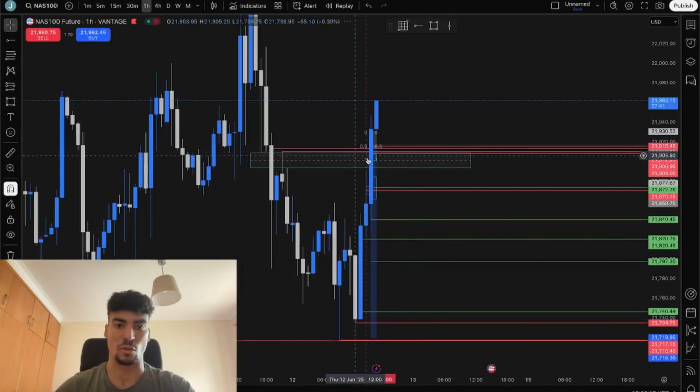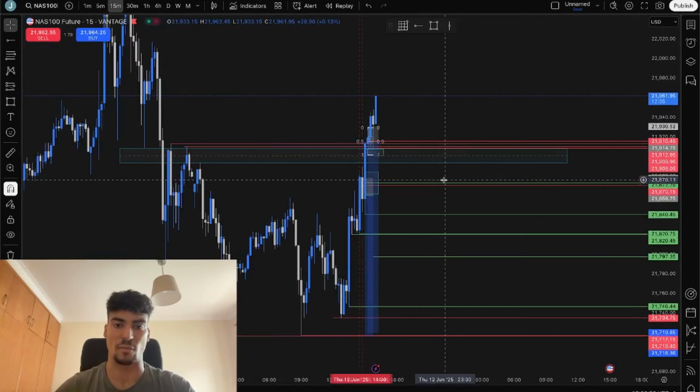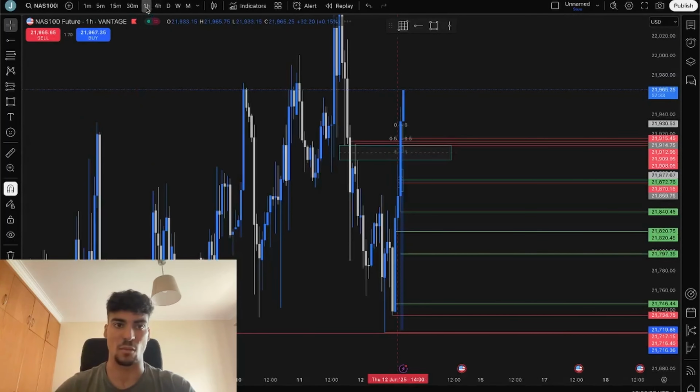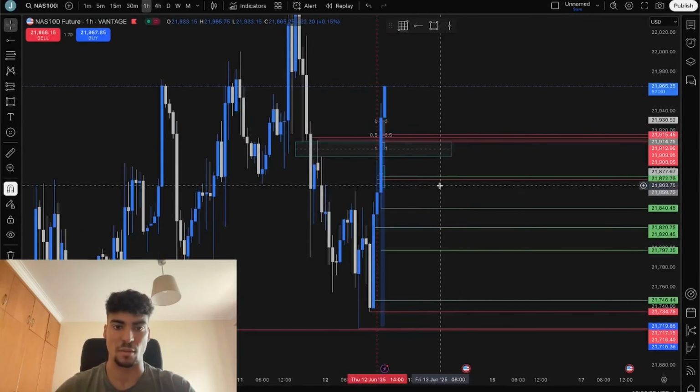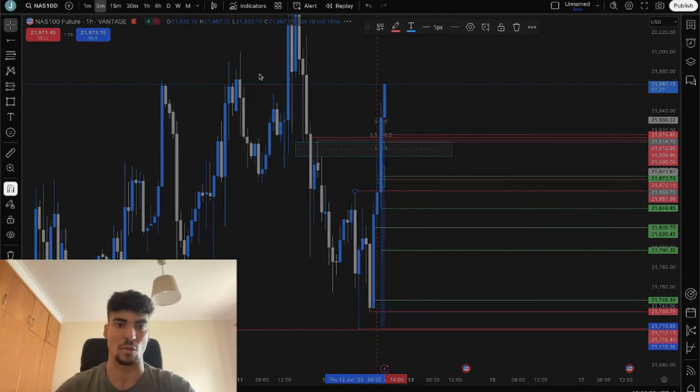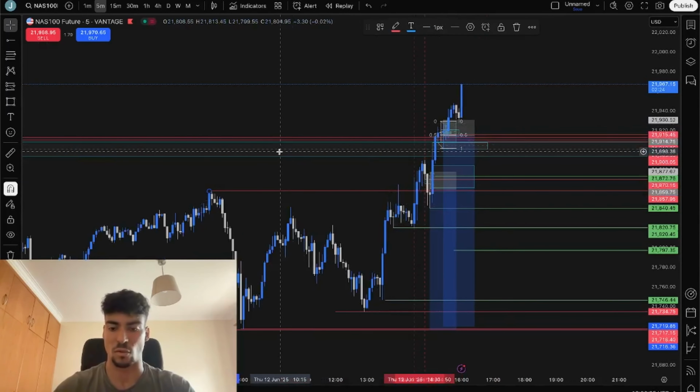Boom. We go to 1 hour and we have market open right here. So we have these hourly highs and we have these 15-minute highs, which we mark afterwards. But yeah, the really big thing was the hourly high right there. And also these hourly highs, I believe, not sure though. Let me go to 5 minutes and see. No, not this one.